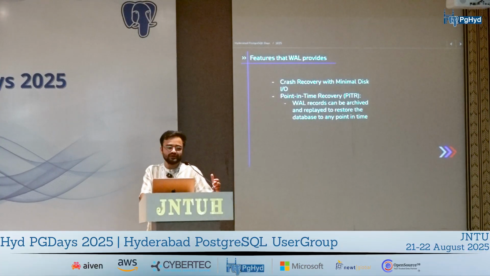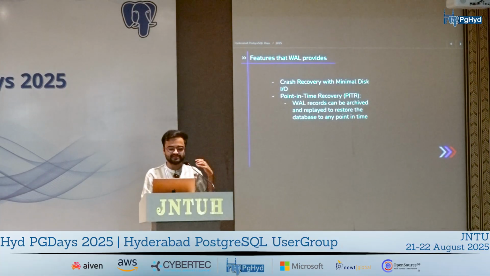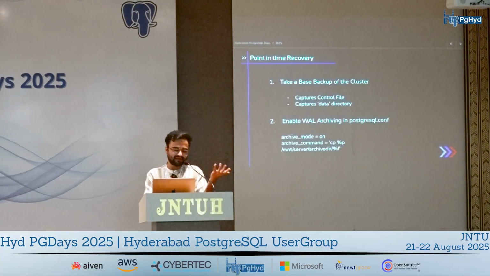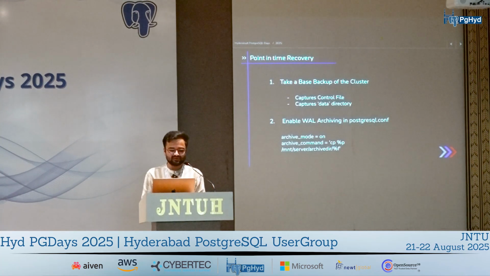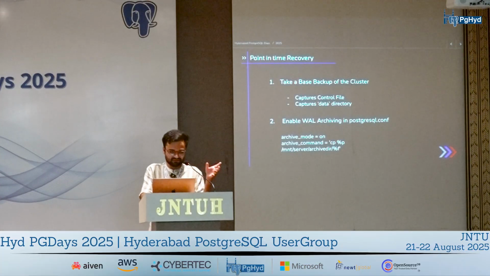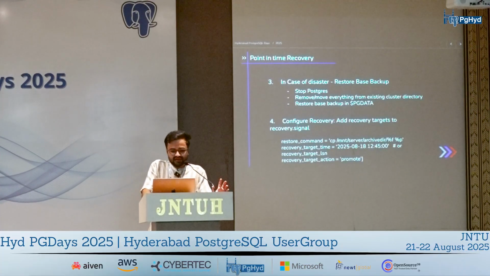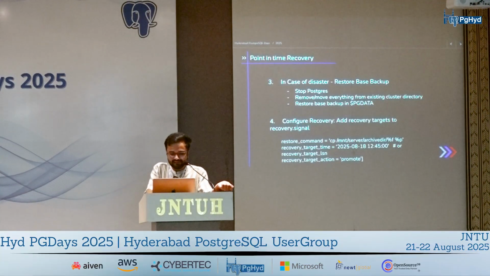So let's say you want to move back to a particular state of your Postgres instance, that is achievable through point-in-time recovery. The primary requirement for this step is to have a base backup of your entire cluster. On top of that, you also need some configurations related to the archive modes in your postgresql.conf. And whenever you want to start a point-in-time recovery, you wipe out your PG data directory, and then you add a file called recovery.signal.